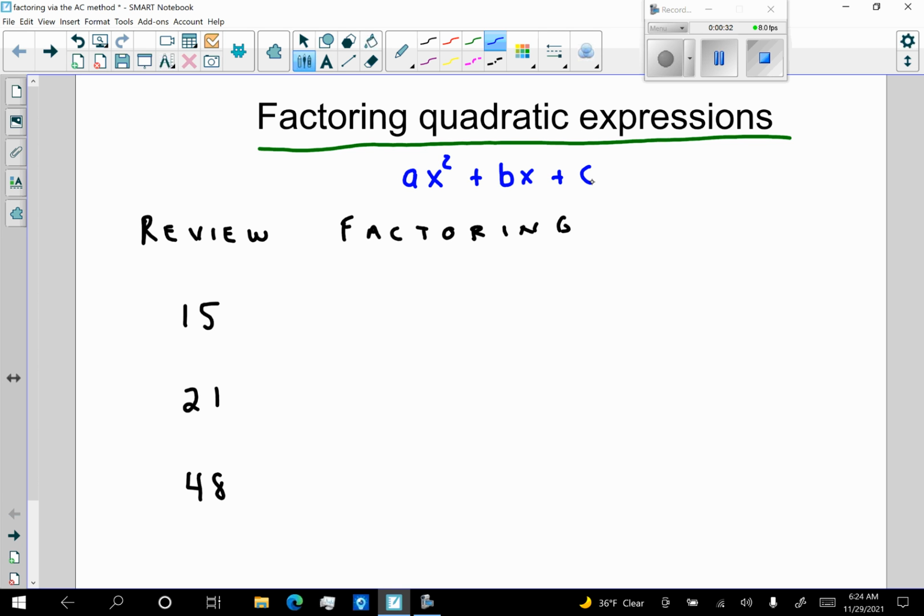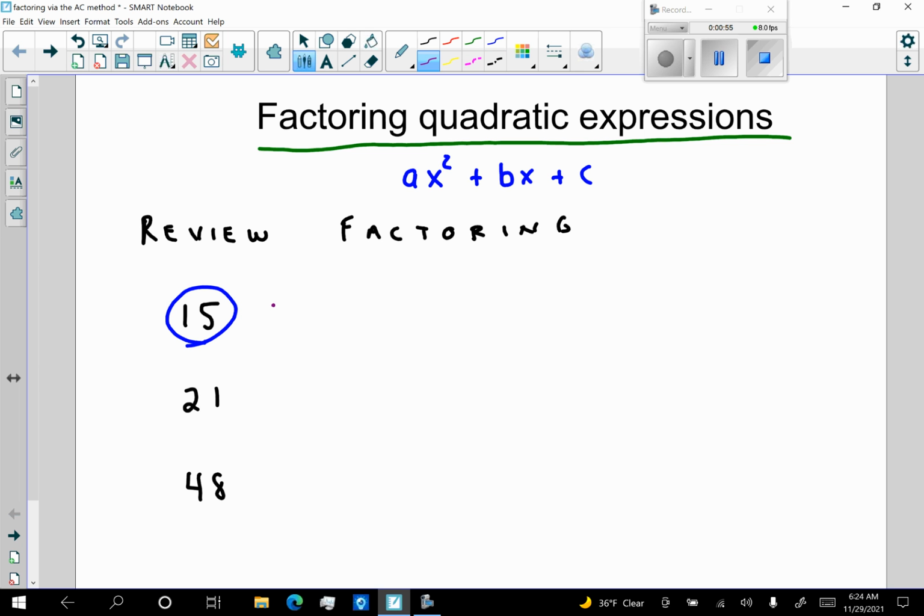Before I get to factoring quadratic expressions, I'd like to review what in the world is factoring anyway. Factoring means to take a product and find the factors that multiply together equal that product. So we're just going to start very simple. If I have this number 15 and I ask, hey, what two things multiply together equal 15?